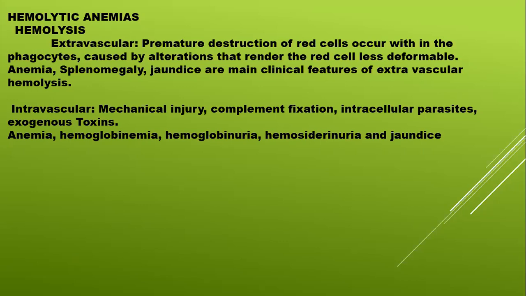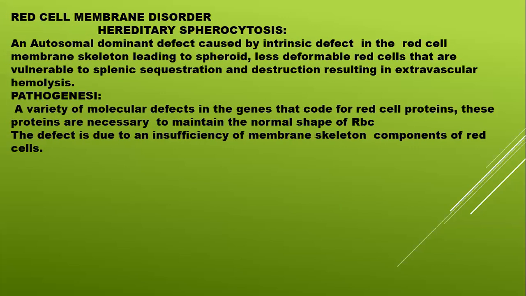In intravascular hemolysis, due to either mechanical injury or the complement fixation or intracellular parasites, exogenous toxins, they may cause hemolysis within the vascular system. The clinical features are anemia, hemoglobinemia, hemoglobinuria, hemosideruria, and jaundice.